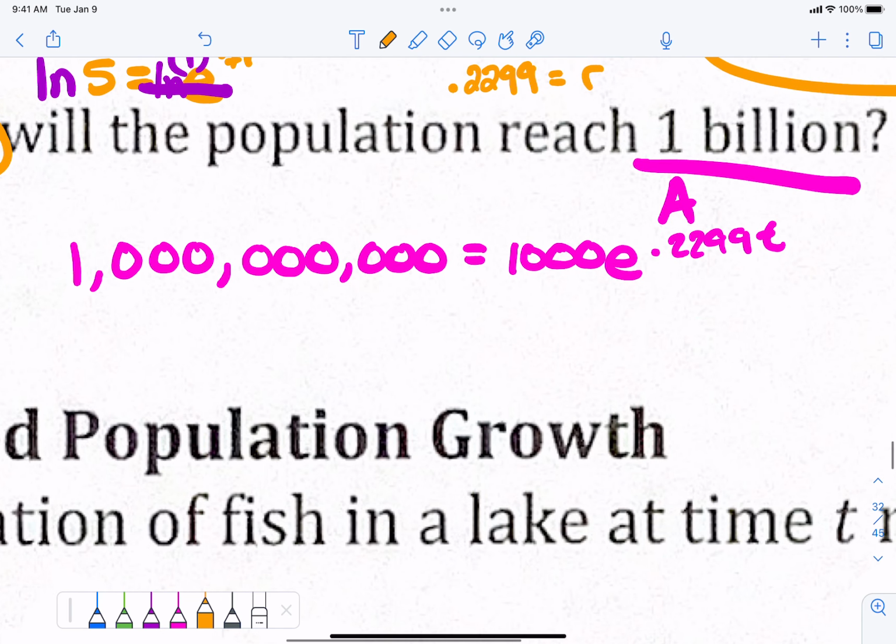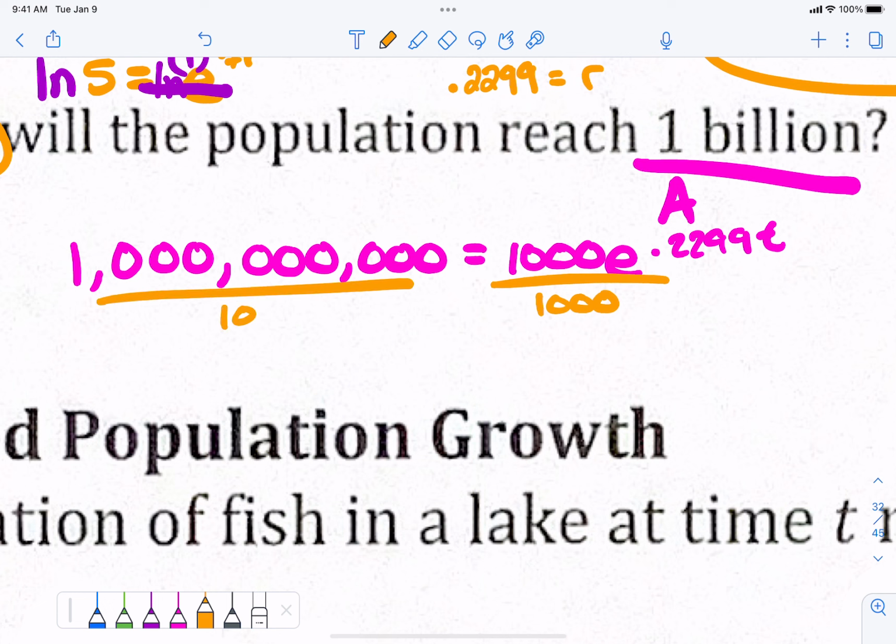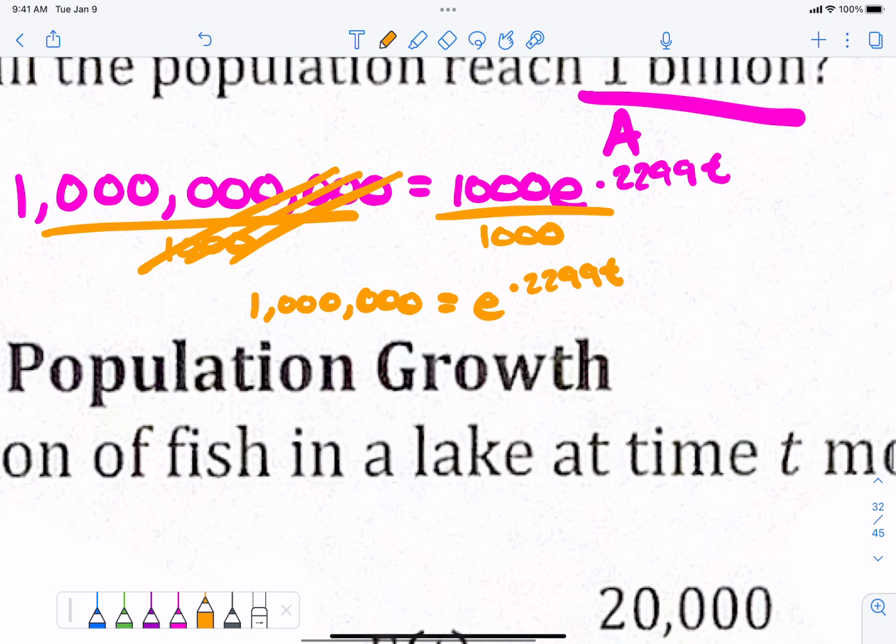Okay, what shall we do first? Divide by 1,000. That's going to knock off 3 zeros. So now we're down to 1 million, 1 with 6 zeros, equals e to the 0.2299t. Okay, now what?